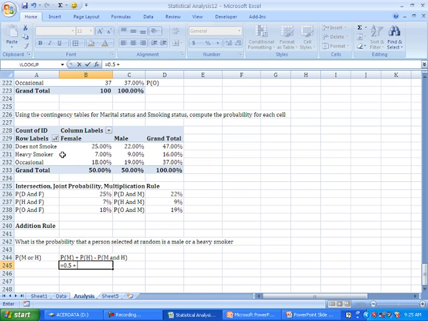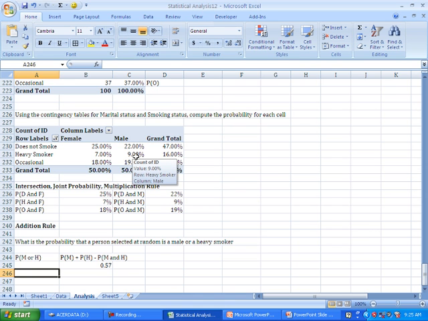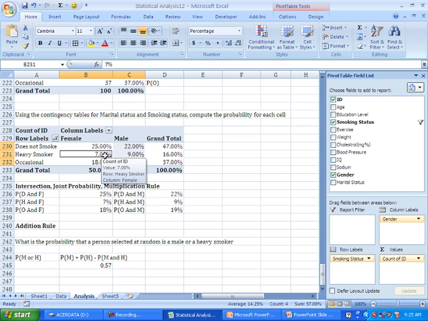Irrespective of a male or a female, the heavy smoker probability is 16%. So I'll write it as 16% minus the probability of male and heavy smoker. What is the probability of male and heavy smoker? This is 9%. So I'll write it as this, which is coming out to 0.57, which is what we have also looked at when we have taken the values, this along with this. So whenever we have a requirement of OR in our data, we will go ahead with the addition rule of probability.